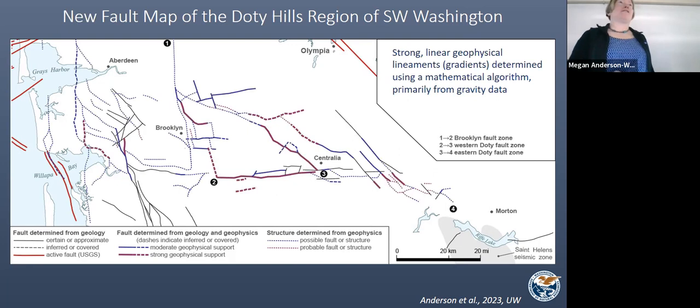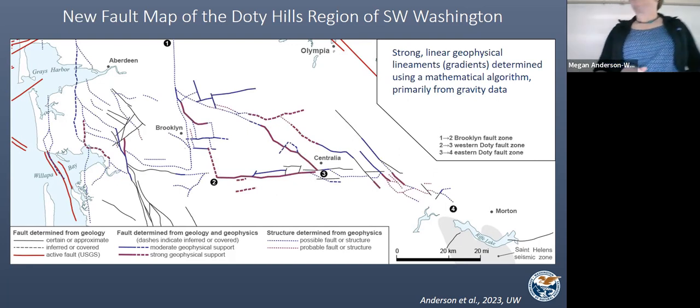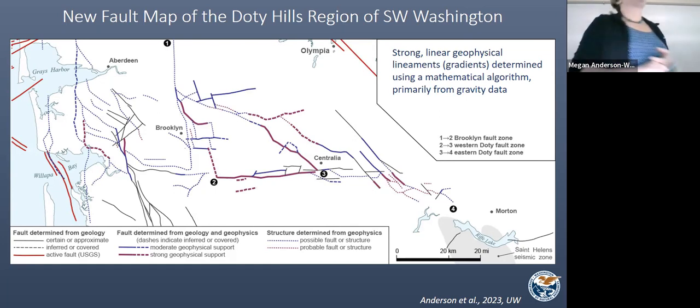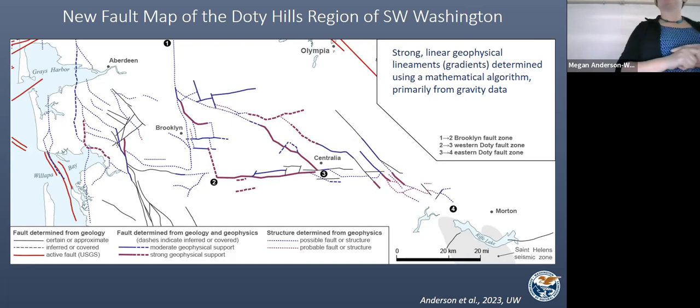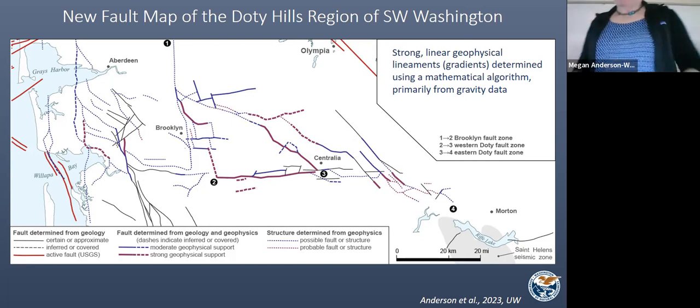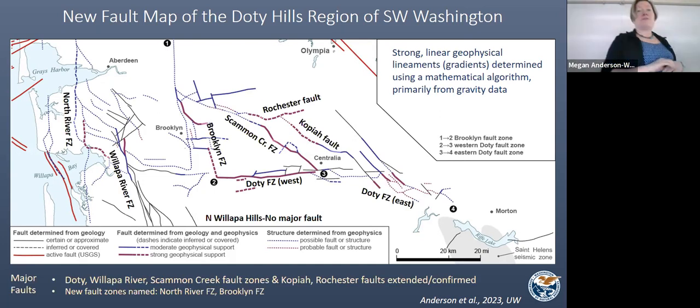Here's what it looks like after, putting together all our geological observations and using the geophysics to connect areas where we have good geology. So the bold lines are where we have really good support from the gravity and magnetics and geology. And then the dotted lines are places where we have just mainly support from the geophysics, but it serves to connect areas where we understand things better. And so I'm going to pop up the fault names here.